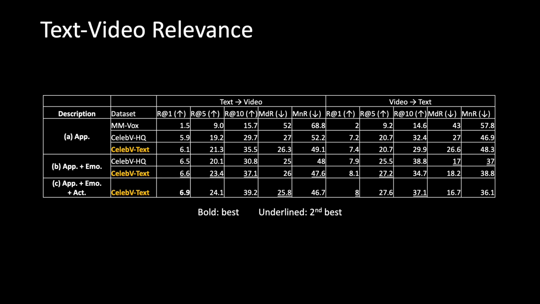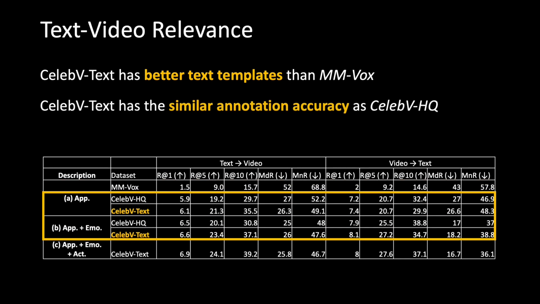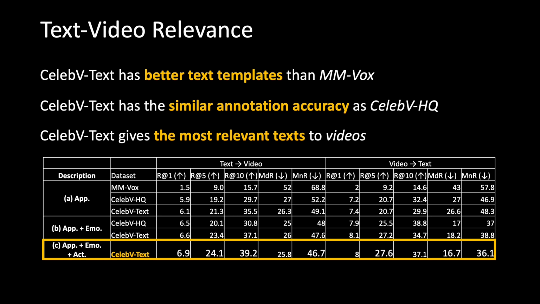We further compute the text video relevance among all 3 datasets via multimodal retrieval tasks. Note that texts for CelebV-HQ are generated based on our templates. Results of both CelebV-HQ and CelebV-Text are better than MMBox. This indicates our designed templates can produce texts more relevant to videos than MMBox. Descriptions about emotions are added, which shows that our annotation accuracy on static general appearances is as good as CelebV-HQ. Lastly, by appending more descriptions about other attributes, CelebV-Text achieved the best results, which validates the relevance between our texts and videos.